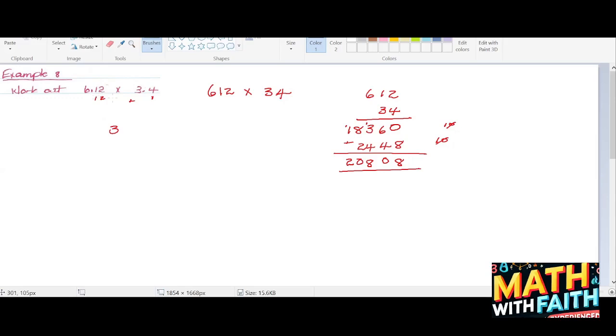2 plus 1 is 3, right? So I have 2 here, 1 here. So I have 3 digits after the point altogether in my question. Therefore, I must have 3 digits after the point in my answer. And I could get that by counting 1, 2, 3. I put the point here, and I have this 8, this 0, and this 8, 3 digits after the point in my answer, right?